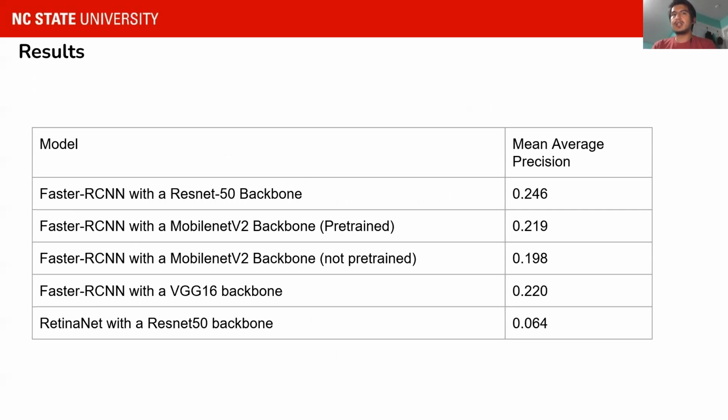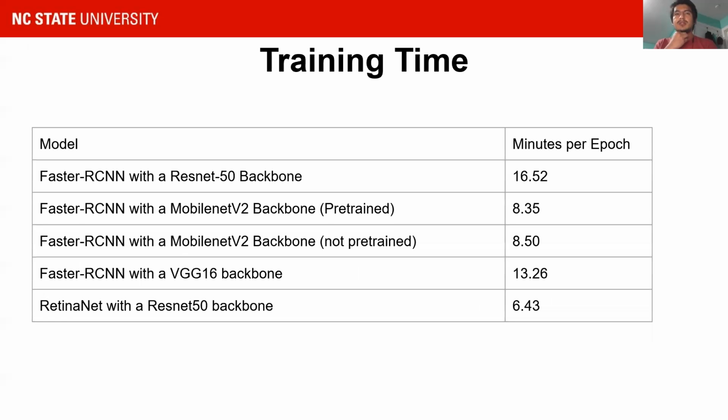In the next slide, we can see the results from the mean average precision on the validation set. We can see that the best results were actually from the baseline model, which was the ResNet 50 backbone, faster RCNN. The worst results were with the RetinaNet with the ResNet 50 backbone, and the faster RCNN with MobileNet was about the same as the ResNet 50. In terms of training time for the models, the fastest one was the RetinaNet. The faster RCNN achieved 16 minutes per epoch for the ResNet 50 and about 8 for the MobileNet.